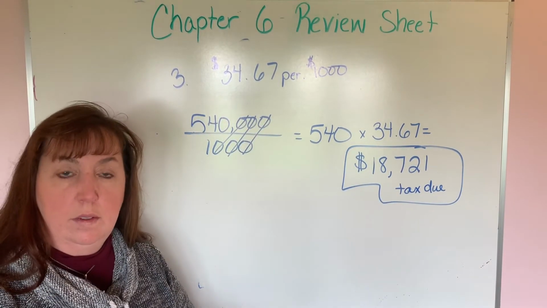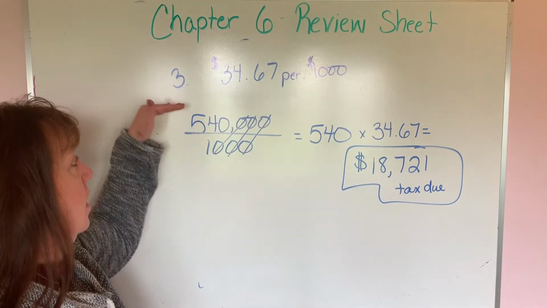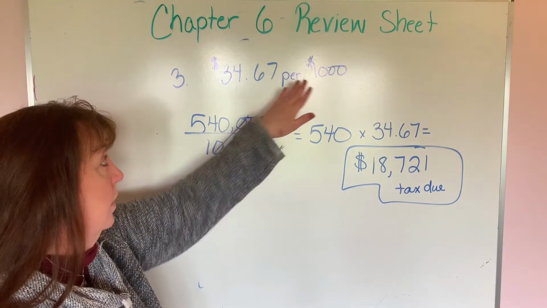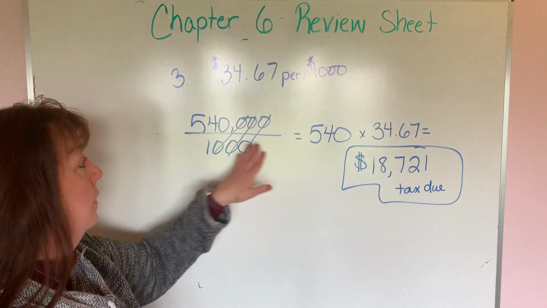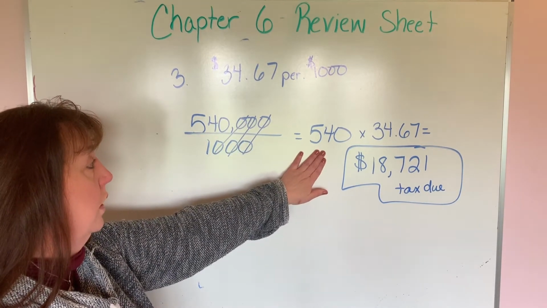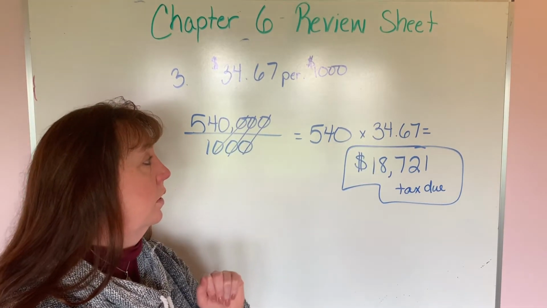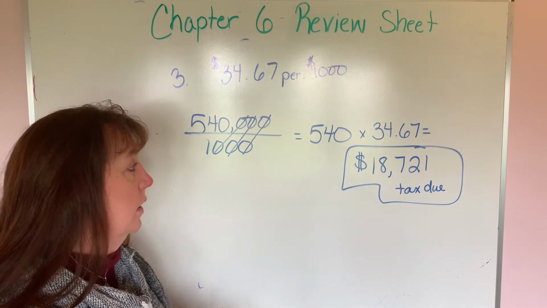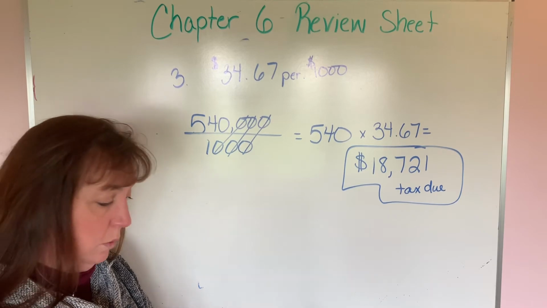For this business. All right, so again, I took the assessed value divided by 1,000 because for every 1,000 you have to pay that. Found it was 540, times it by the $34.67, gives us our tax due of $18,721.